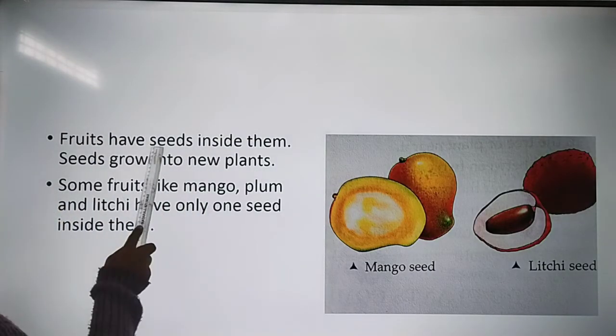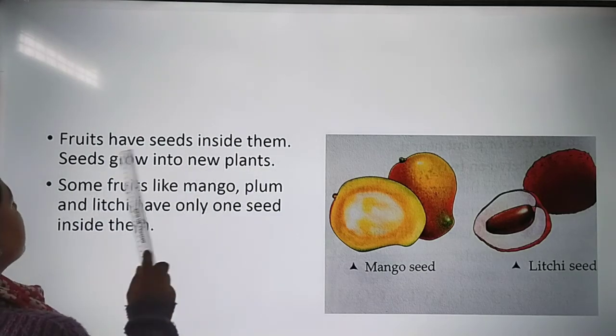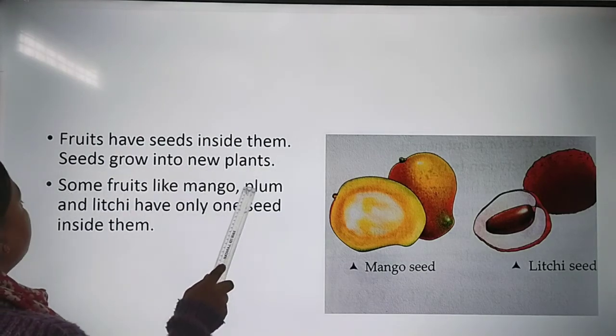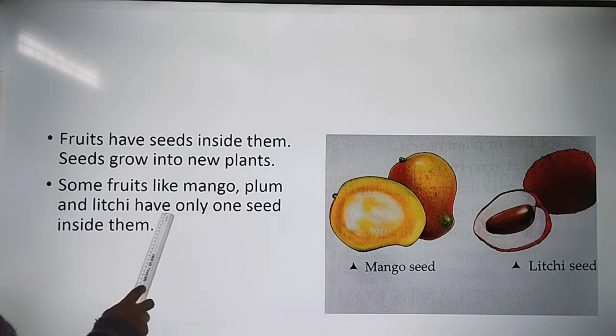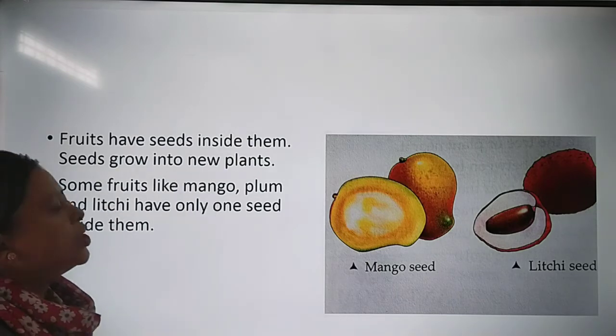Now fruits have seeds inside them. Seeds grow into new plants. Some fruits like mango, plum and lychee have only one seed inside them. So fruits have seeds inside them. Seeds grow into new plants.